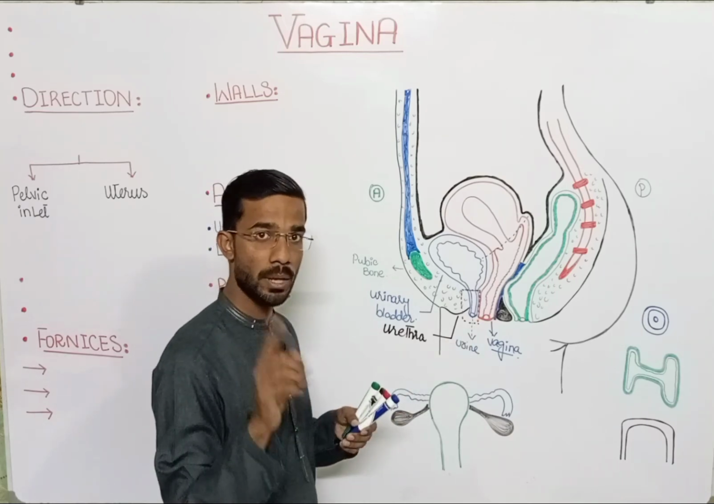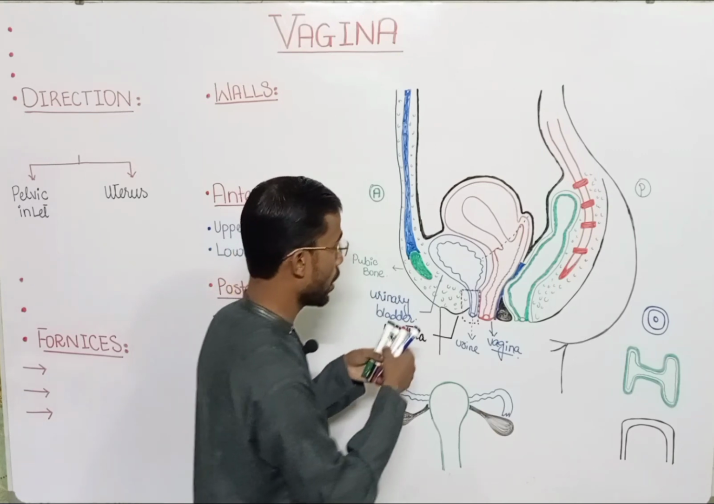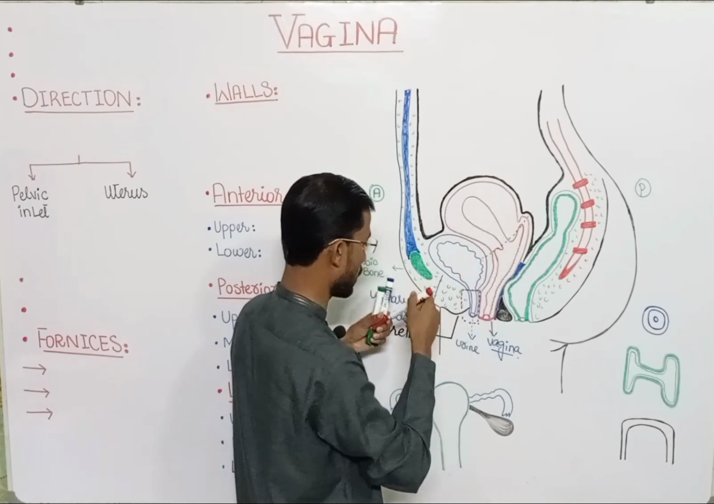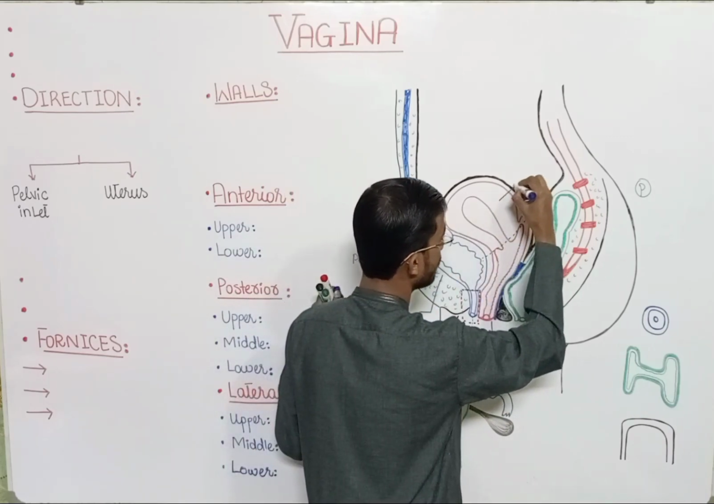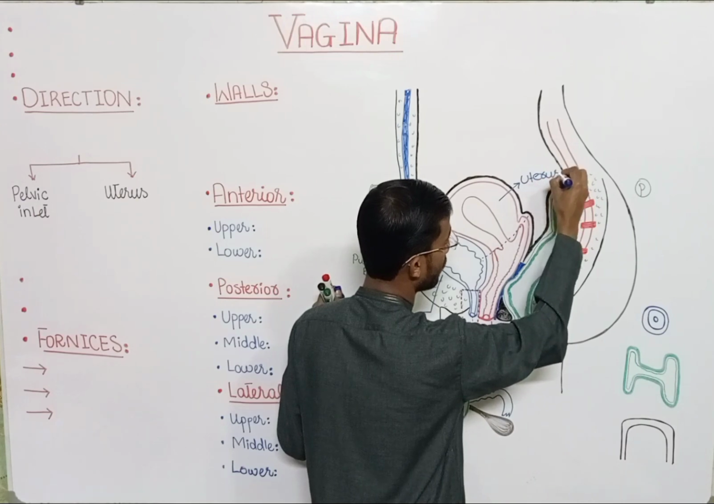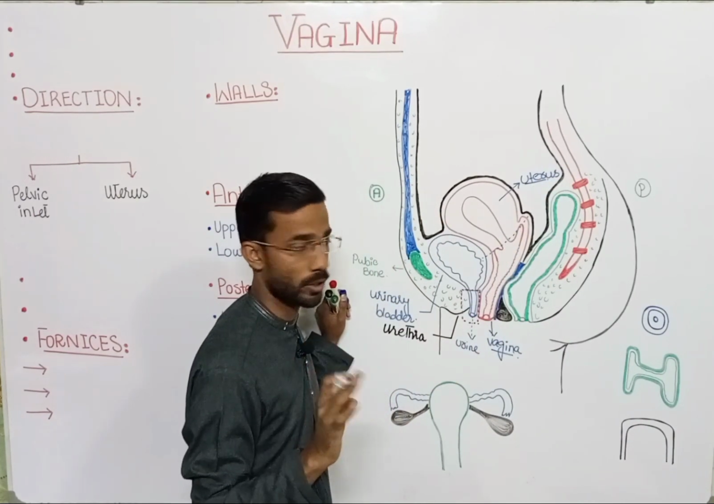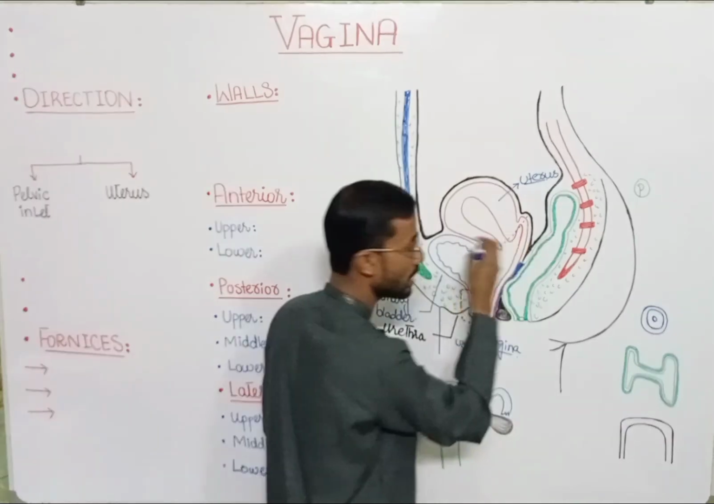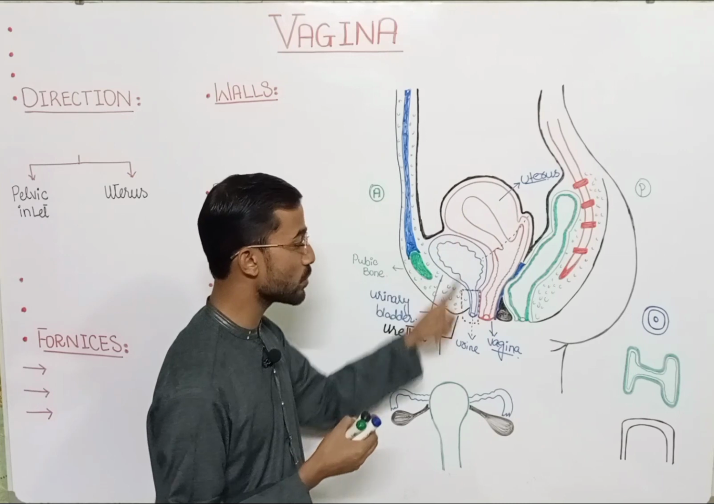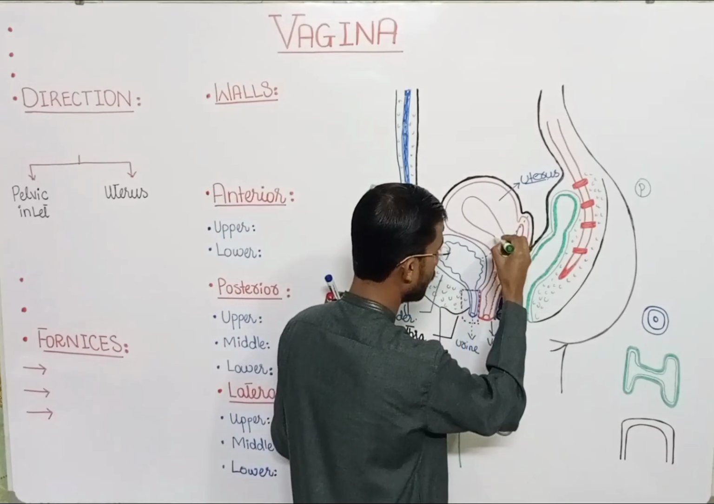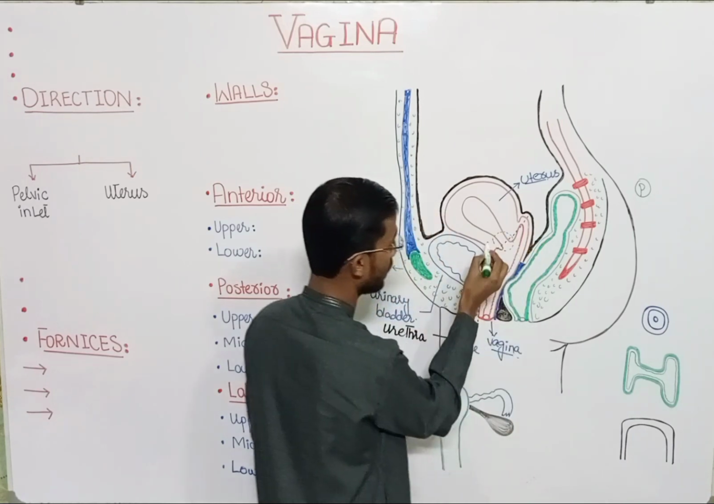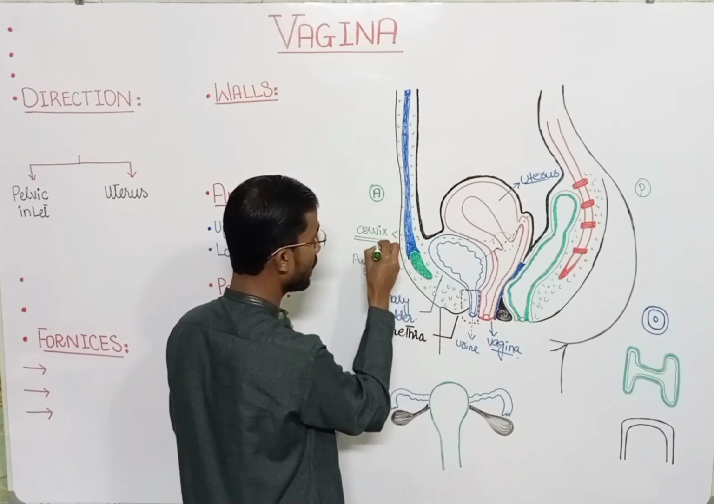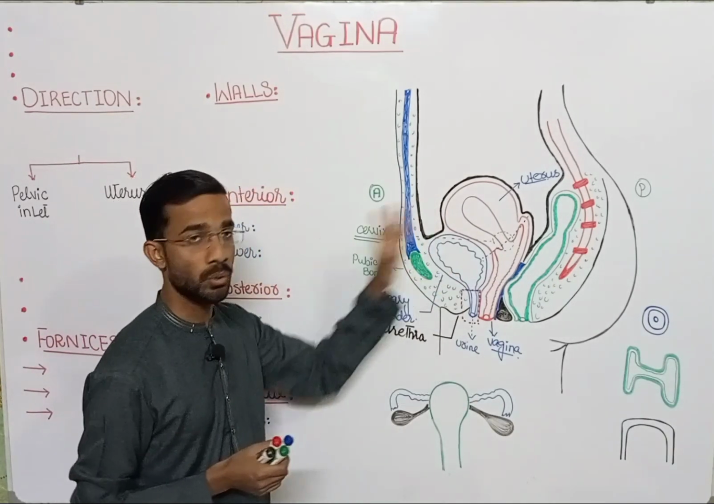As we discussed, the first component is the vagina. The second component is the uterus. Above, you will see this whole structure with the fundus, and this whole structure up till here is the uterus. The uterus has a large body, and between the uterus and the vagina you will see a structure that connects them, which is called the cervix. The cervix is a pathway that connects the vagina to the uterus.